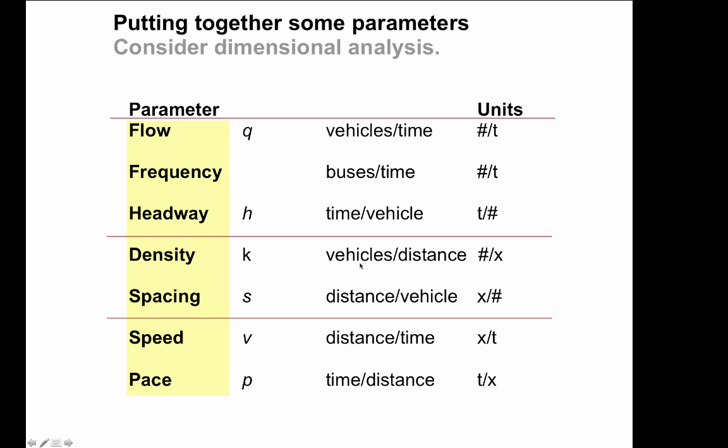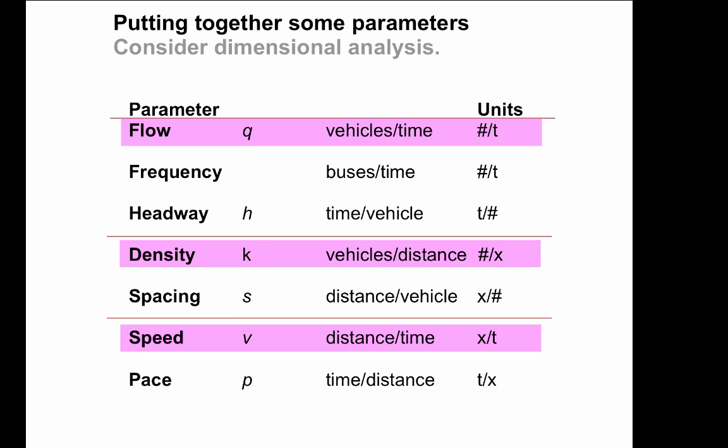So now putting this together, we've come up with quite a few different parameters. We've talked about the flow, the frequency, the headway. We've talked about the density and the spacing, and in this case, the headway is the inverse of the flow. You can see from the units. Spacing is the inverse of the density. And we've talked about speed. We have not talked yet about pace, but pace is just the inverse of speed, which is the time it takes to travel a particular distance. So here we've got 7 different parameters that make up the fundamentals of traffic flow theory.